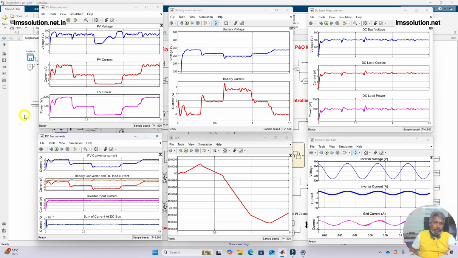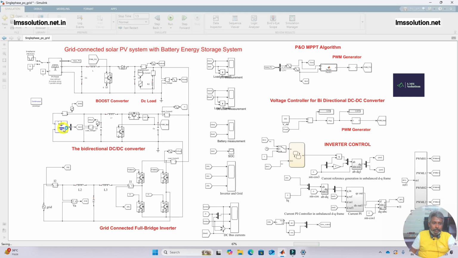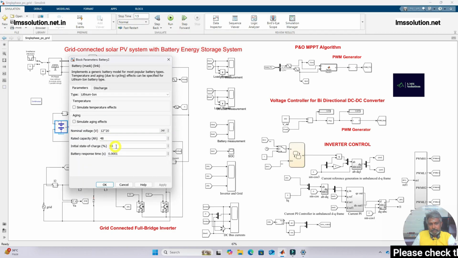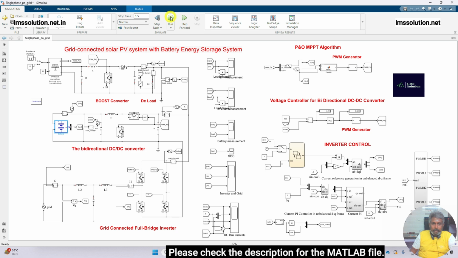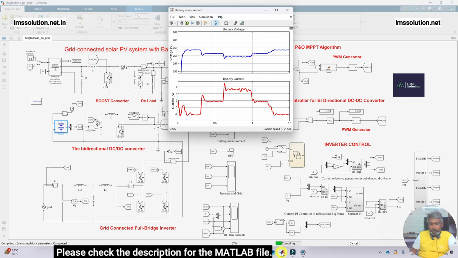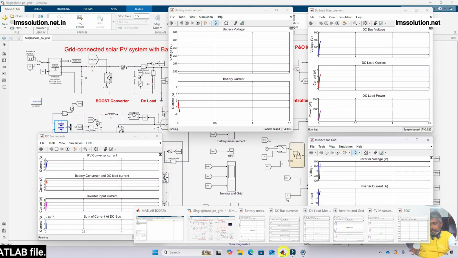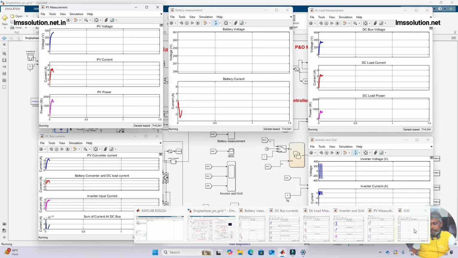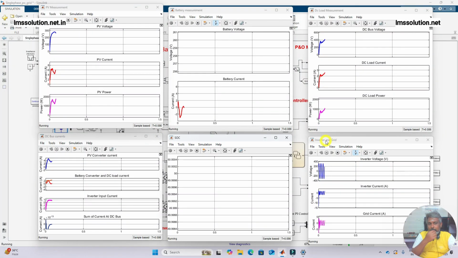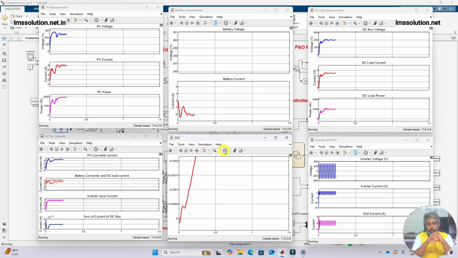Now I'm going to change the initial SOC to 10 percent, then simulate the model and check the result. What will happen when the battery SOC is considered as 10 percent initially? We need to check that result also. You have to wait some time for the simulation to complete. After that I'm going to explain in detail what the result is during this condition, and you can also see the variation of the different parameters.